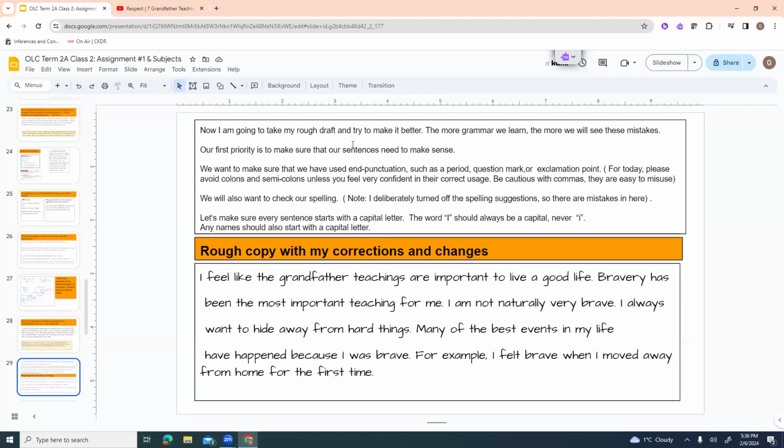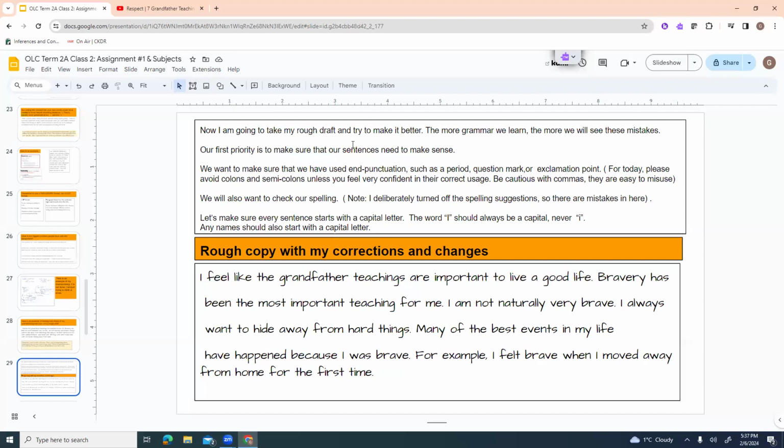And the more grammar that we learn, the more we're going to notice those mistakes. However, our very first priority is you need to make sure that your sentences make sense. In other words, I can tell what you're trying to get across. Then after that, we want to make sure that you've used end punctuation such as periods, question marks, or exclamation points. For today, please avoid colons and semicolons unless you feel really confident about their correct usage.